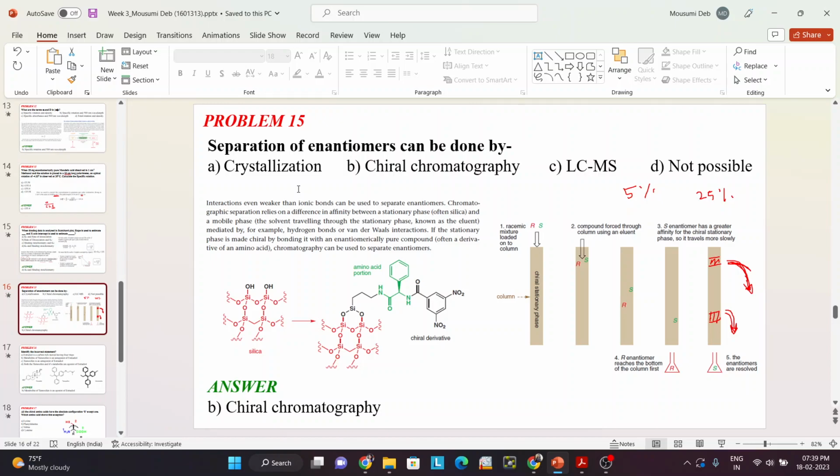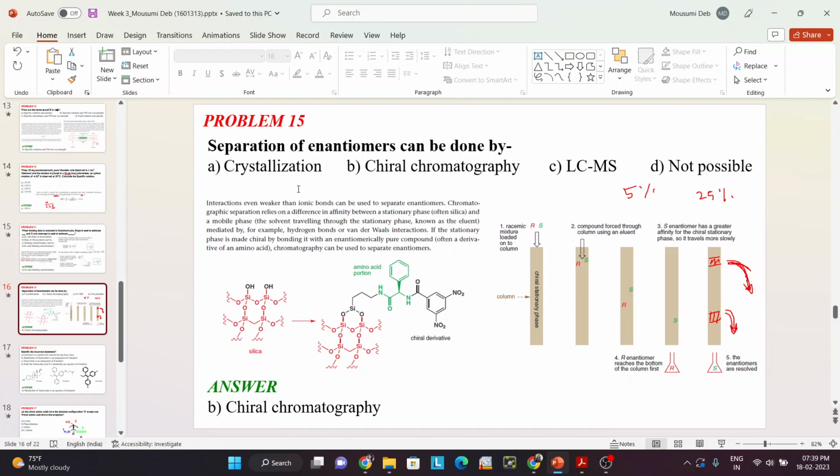There can be co-crystals, where two enantiomers form the same crystal. Say I have the R isomer crystallized but the S isomer does not crystallize, there can still be some co-crystals of the S isomer with the R isomer also. So the purity will not be 100%, unlike chiral chromatography.